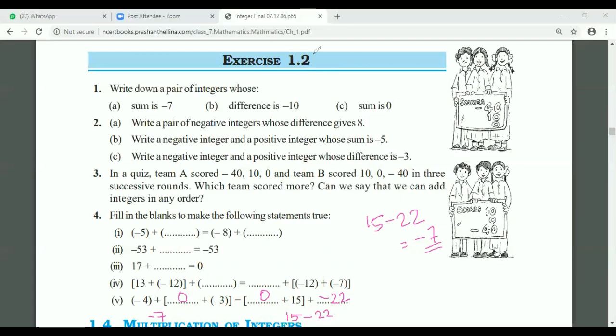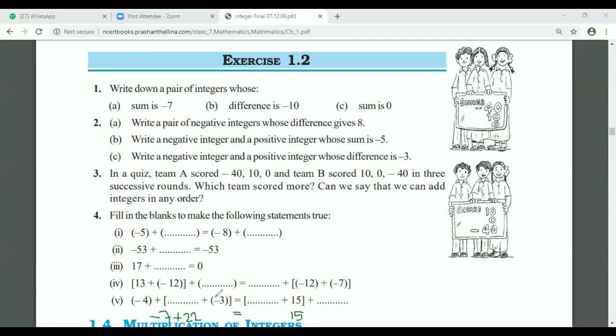For another example, I will say one other possibility. Here the answer on the left hand side is negative 7, as we have seen, and the answer on the right hand side is positive 15. How to make these two equal? In this case, I can add positive 22 to negative 7, so that I will get positive 15 as the answer.